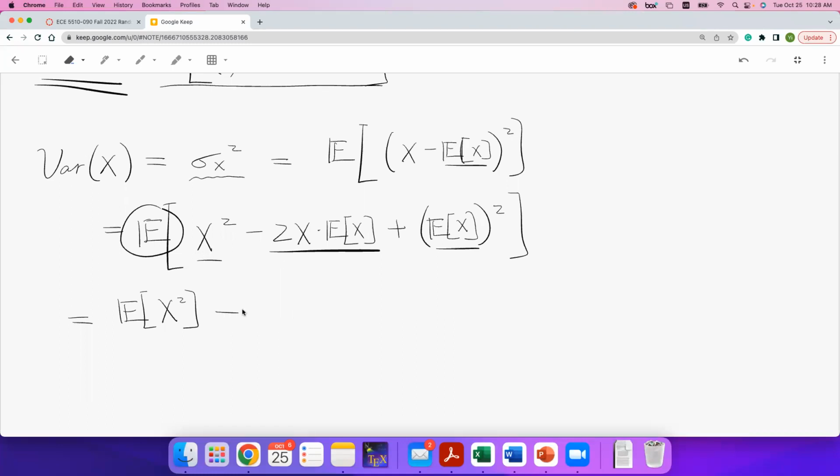Now what about the second term? We must be very careful. This is a constant, and this is also a constant. It's this constant times the random variable x, taking the expectation. By linearity of expectation, we can take these constants out first, and then take the expectation. So these 2 E[x] are constants. We can take them out. What is left is this random variable x, so we further take the expectation of this random variable. That gives this another expectation term. Now the last term is a constant. Any constant taking expectation is the constant itself.